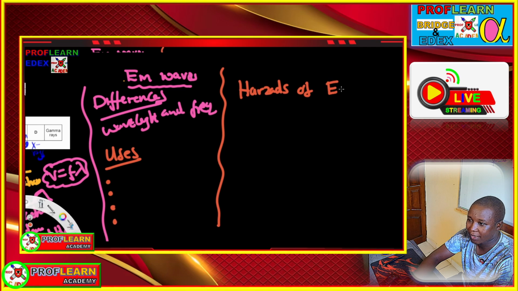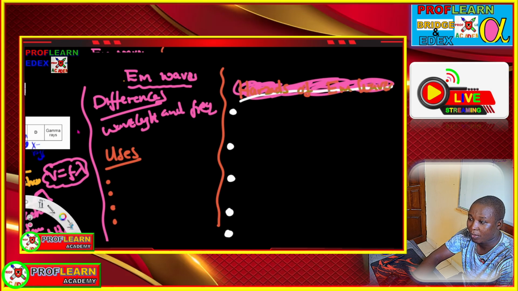Also, we need to understand the hazards of electromagnetic waves. For instance, ultraviolet can cause skin cancer. X-rays and gamma rays can cause mutation and lead to cancer. Infrared can cause skin burns. So those are some of the areas that you really need to remember in order to earn all the marks as far as AQA physics is concerned.